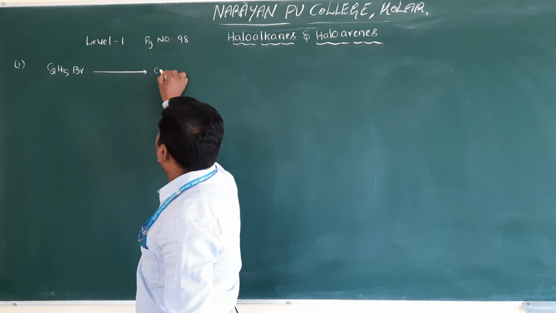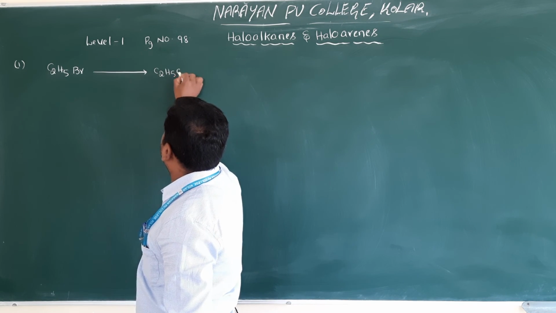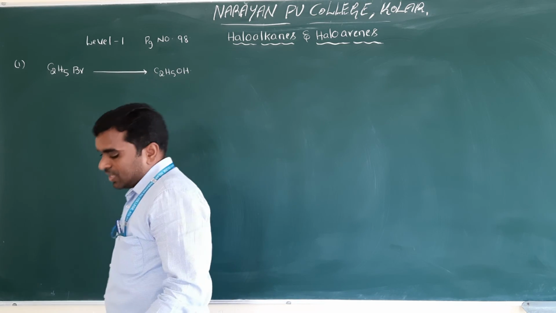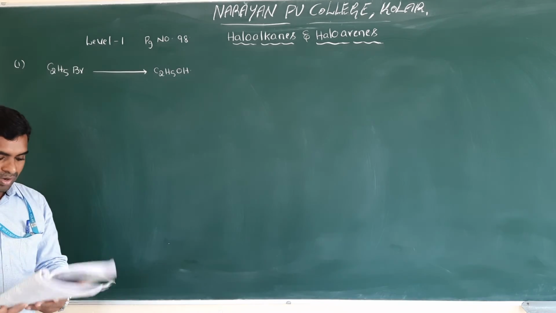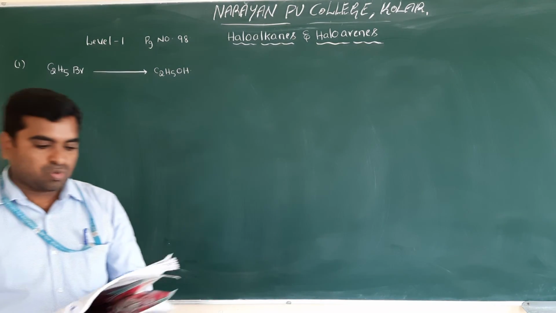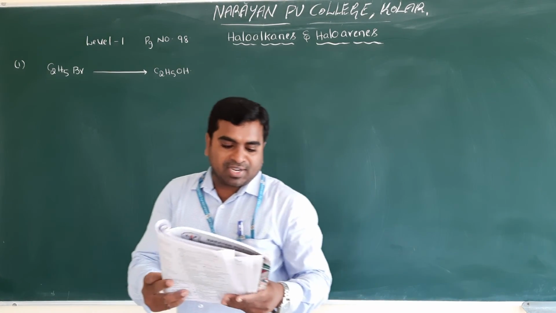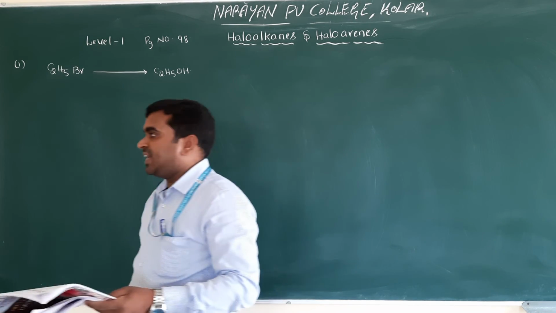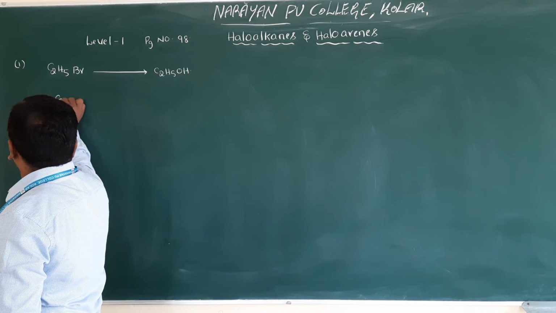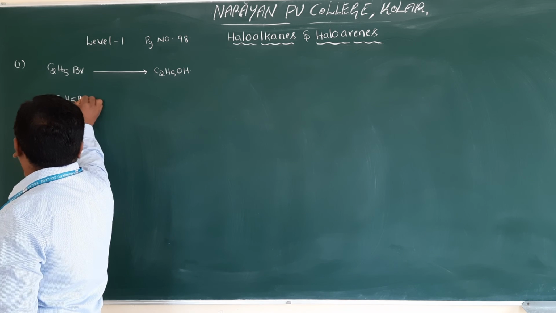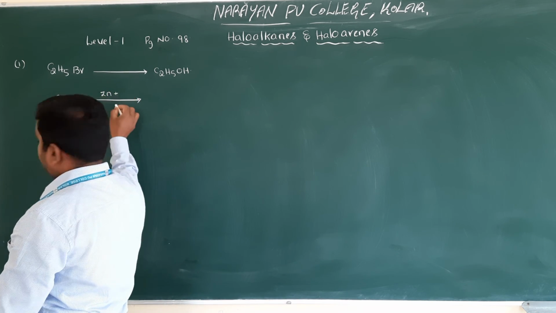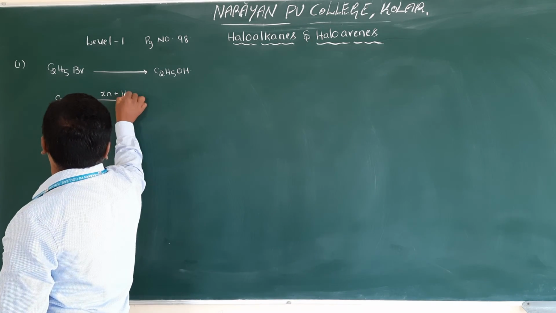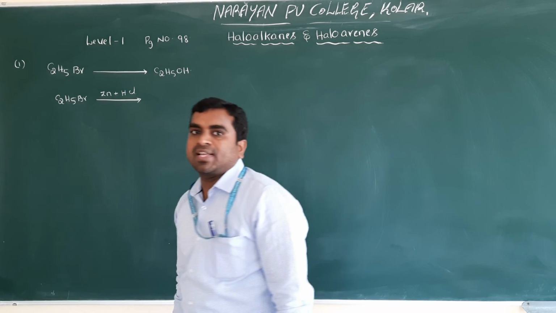What is the formula of ethyl alcohol? C2H5OH. So they are asking how to convert ethyl bromide into ethyl alcohol. Options they have given. The first one is heating with dilute hydrochloric acid and zinc. C2H5Br, ethyl bromide, treated with zinc and hydrochloric acid, Zn plus HCl.